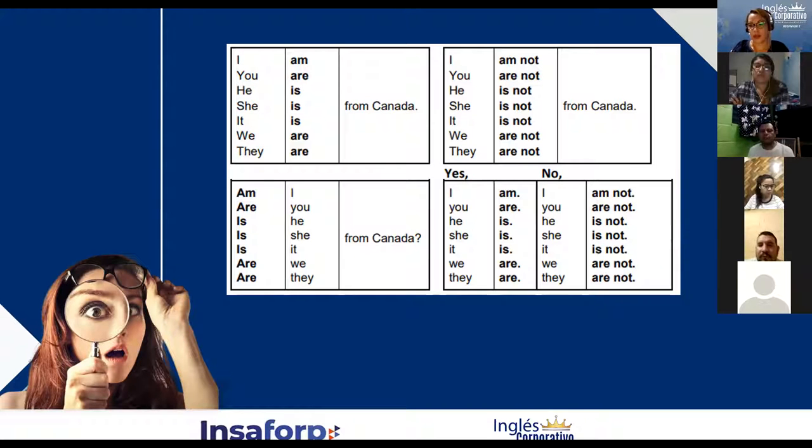Ahora, cuando estamos contestando, estas se conocen como yes, no questions porque son de respuesta corta. Se puede responder con sí o con no. Por ejemplo, si le preguntan, are you from Canada? La respuesta va a ser yes o no. Yes, I am o no, I am not. So, siempre vamos a ir jugando con el verbo be para contestar: si es afirmativo, yes, I am. Negativo, no, I am not.